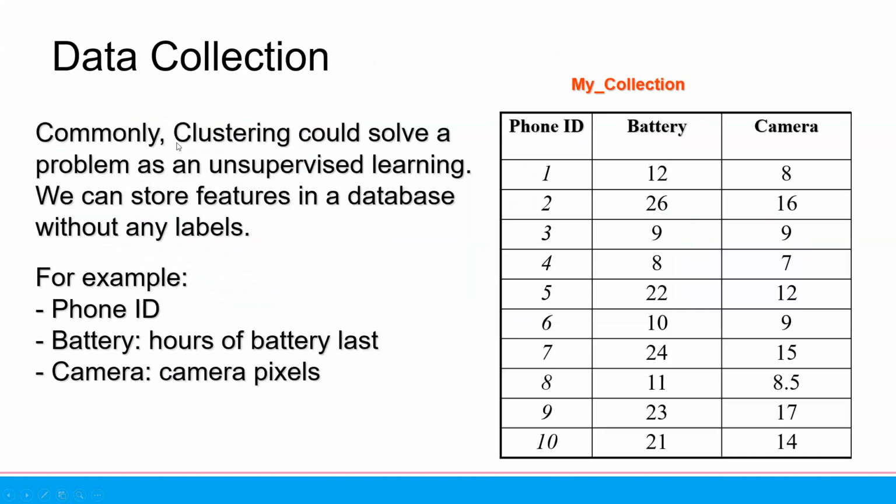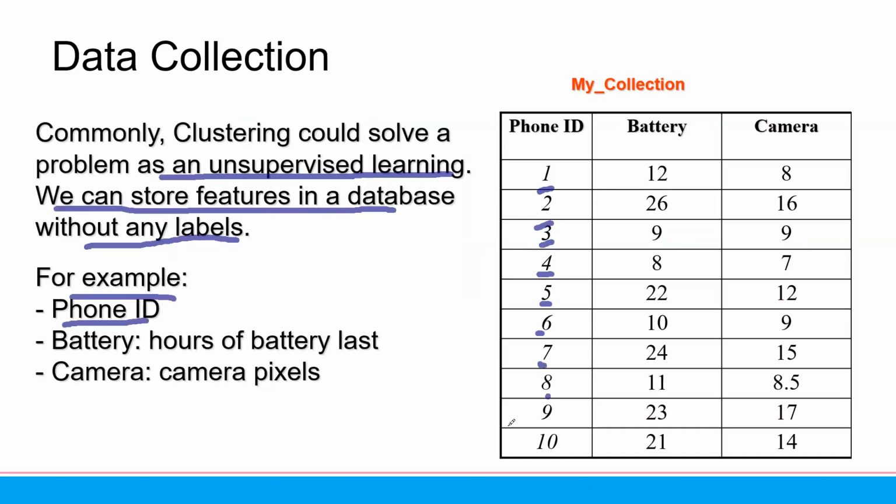Now let's see. Let's suppose I have this kind of data. Commonly, clustering can solve a problem as unsupervised learning. We can store features in the database without any links. For example, I have phone IDs 1, 2, 3, 4, 5, 6, 7, 8, 9, 10, so I have 10 data points. Maybe this is like second-hand phones.